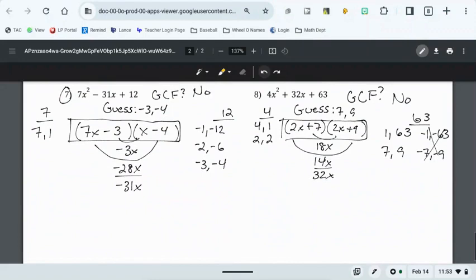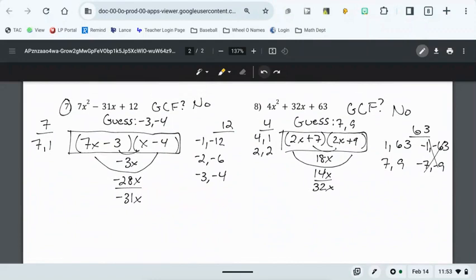Last one, number 8. Again, no GCF. Still got to make sure we always check for that GCF. This one's got a little bit more difficulty because A is 4, and 4 has factors 4 and 1 and 2 and 2. I chose to go with 2 and 2 first because if we have 2x and 2x in our parentheses when we're factoring, the order doesn't matter because we have that same first term in each of the parentheses. So flipping the order doesn't matter.